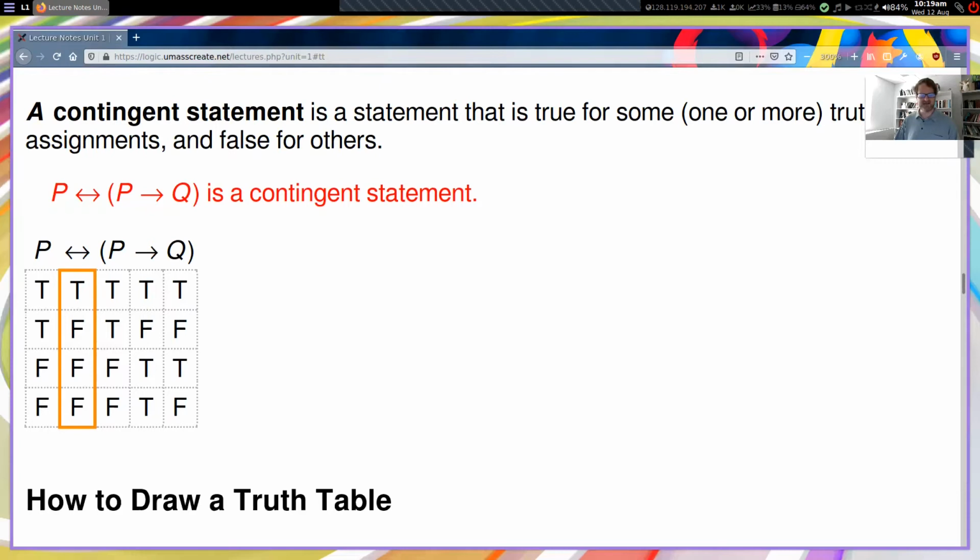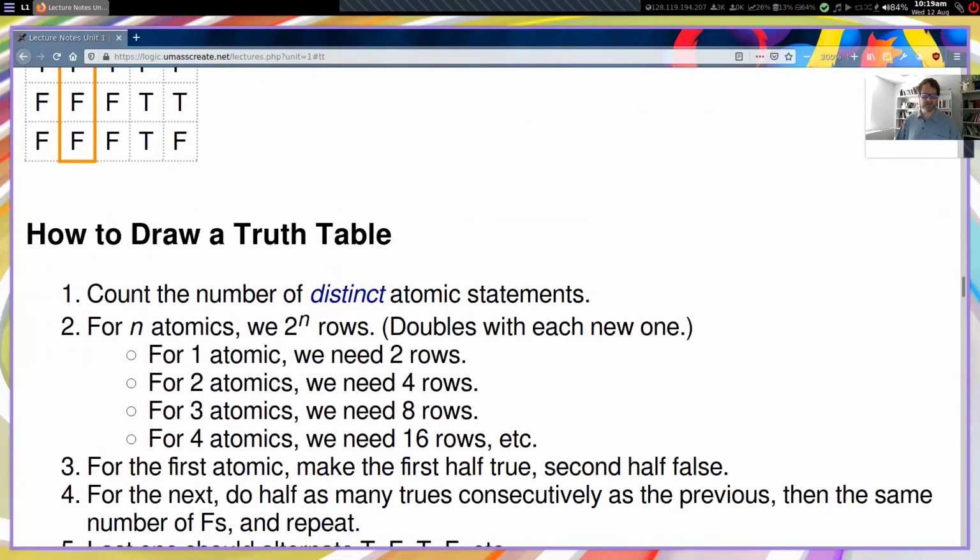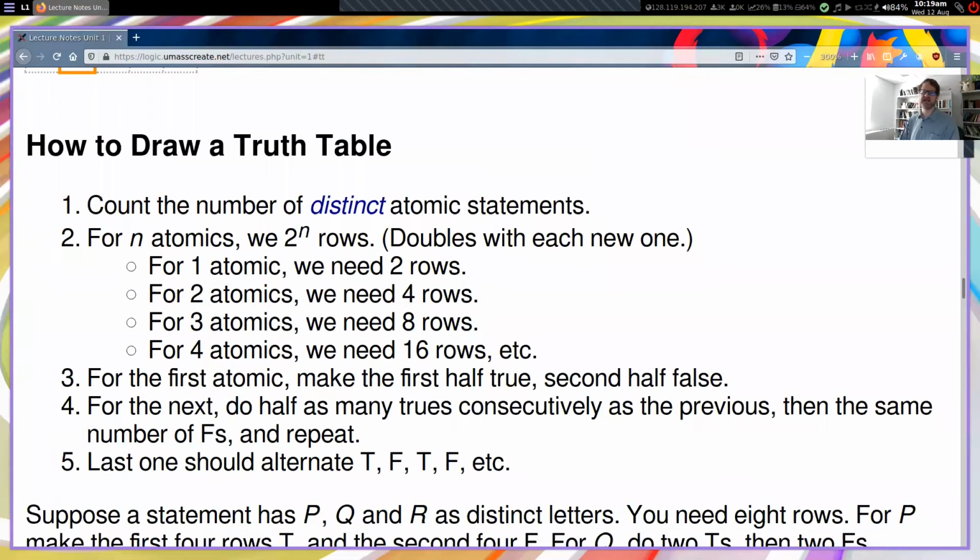So what we want to talk about now is how we actually do these truth tables. How do you do a truth table from scratch? What's the process like? You start by counting how many different atomic statement letters there are in the complex statement. So you count how many different ones there are. If the same letter occurs more than once, we only count it once. Right? So there might be 2 of them, there might be 3 of them, there might just be 1.